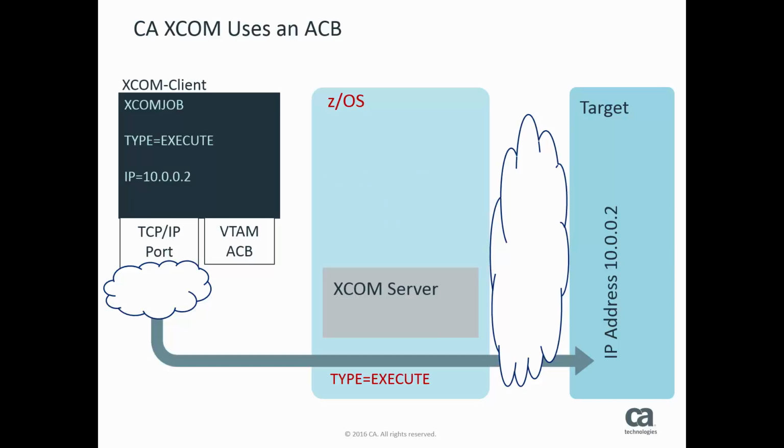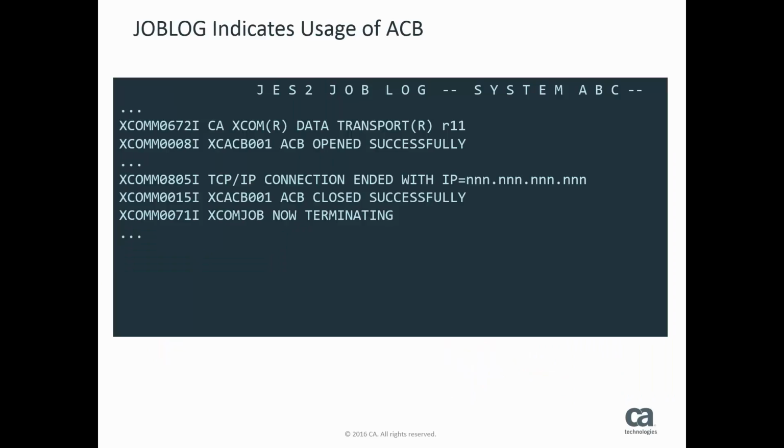Even for a direct TYPE=EXECUTE transfer without communicating to the server, a VTAM ACB is opened, regardless of whether the transfer is using the TCP/IP network only. You can see that an ACB was used in messages XCOM M0008I and XCOM M0015I appearing in the job log.